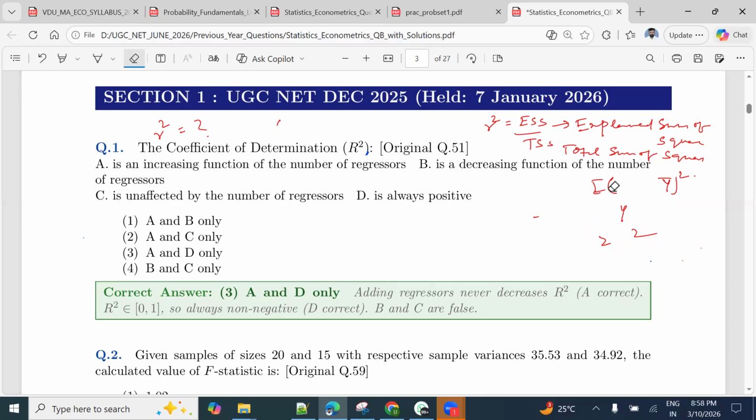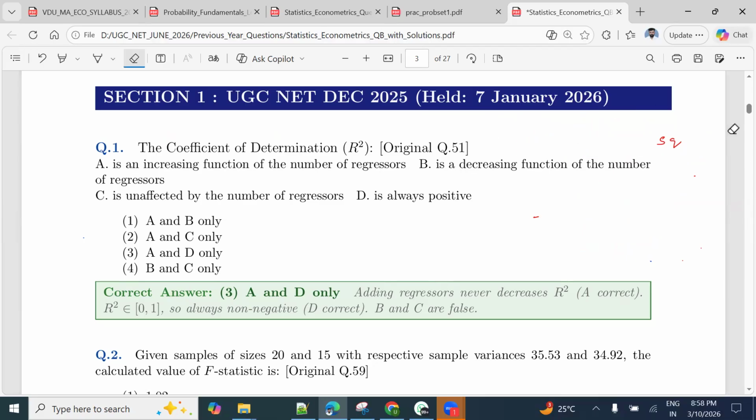Yes, sir. The coefficient of determination R square. Question is, first of all, it is saying it is an increasing function of the number of regressors. This statement is correct or not? Yes or no? Yes, sir. Why yes? Tell me.